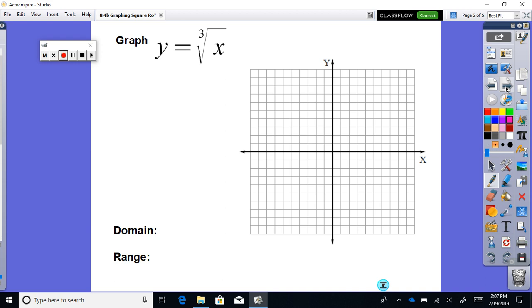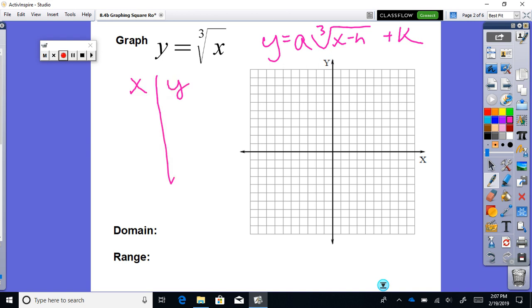This is the cube root function. This is the parent function. Cube root is going to be similar: a, x minus h, plus k. So here, just the standard cube root. So if you're going to do an x-y table for perfect cubes, think, what could you choose for cubes? I would do 0 for sure. Now, you can cube root negative numbers.